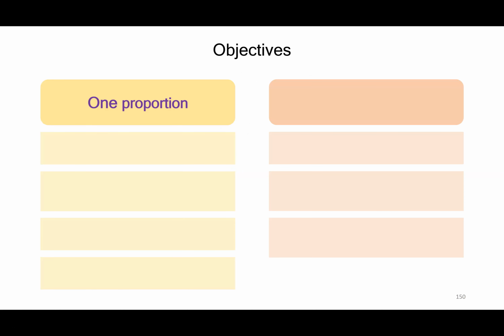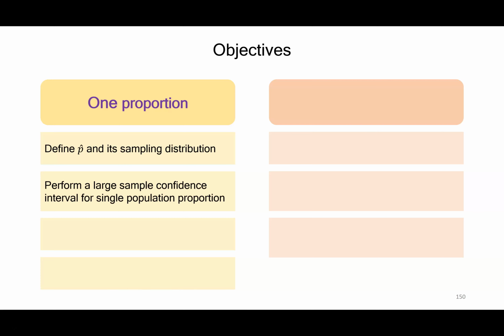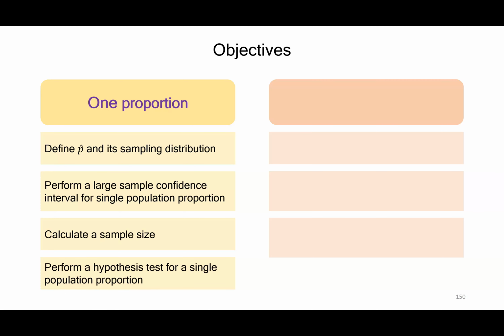So objectives here. This is just kind of introducing both here. One proportion, we're going to define p hat again and its sampling distribution. So what the sample proportion looks like after you take sample after sample. We're going to look at performing a large sample confidence interval. So we're going to calculate a confidence interval. Our next thought should be, hey, we're going to do a hypothesis test. And we're going to calculate a sample size.